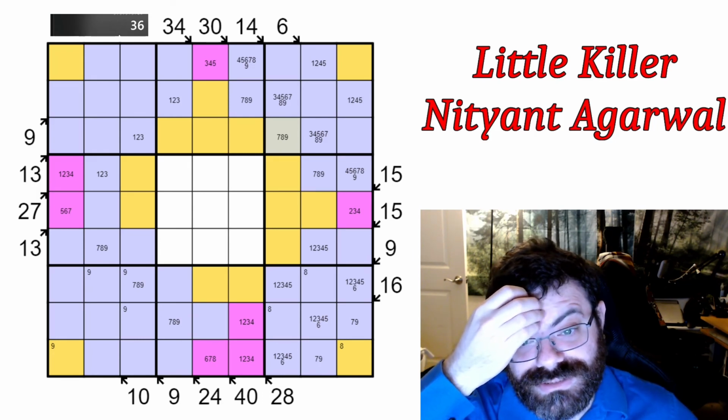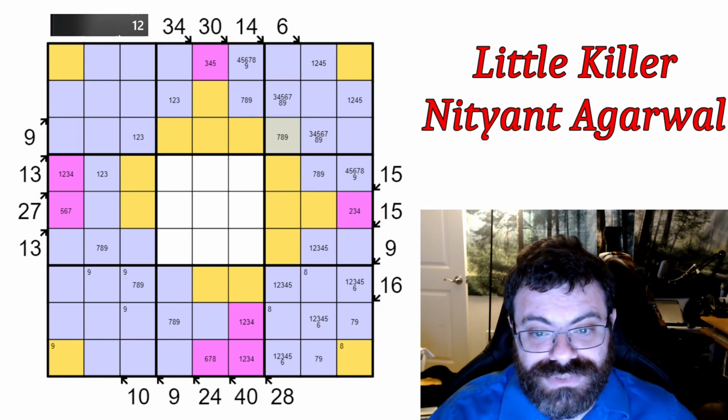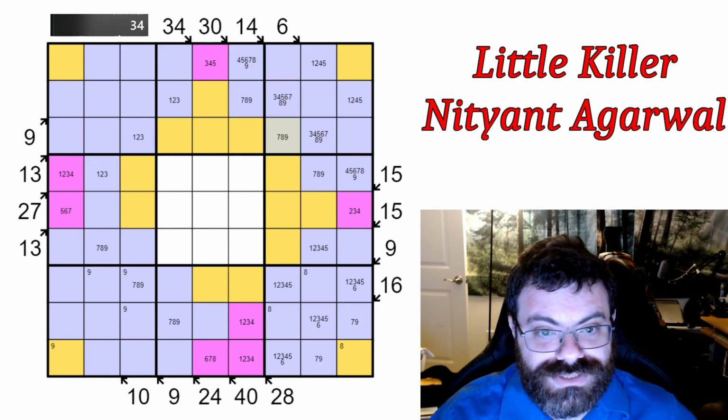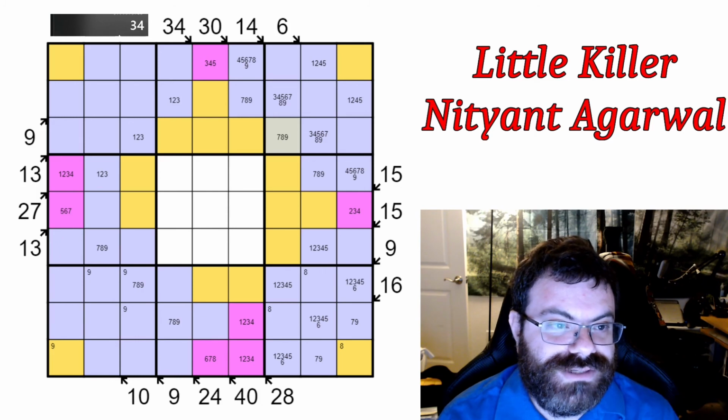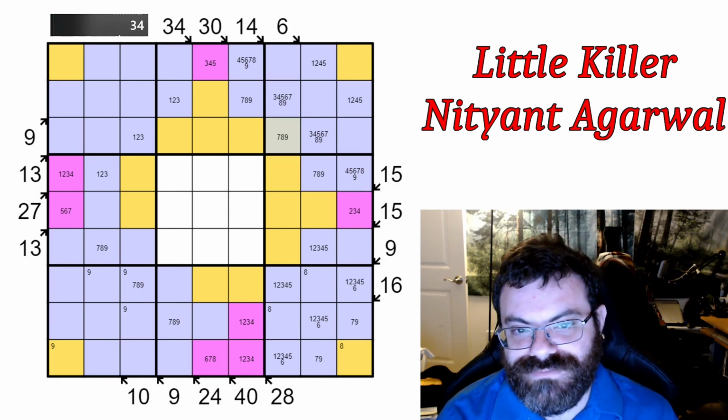So 5 plus 7 plus 9 plus 9 plus 4 is 34, and that's correct. I don't know where my 32 came from before. Oh, I typed 3 instead of 5.